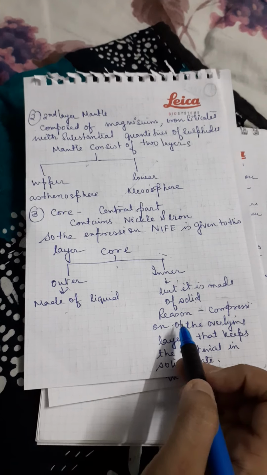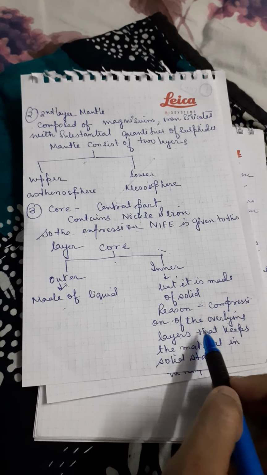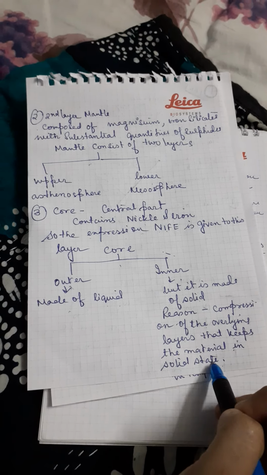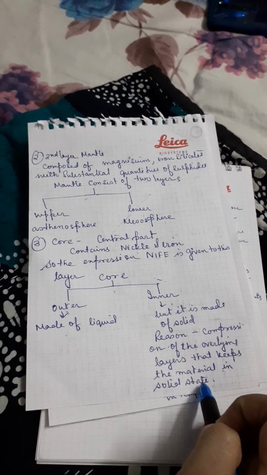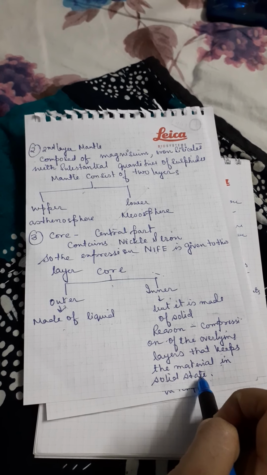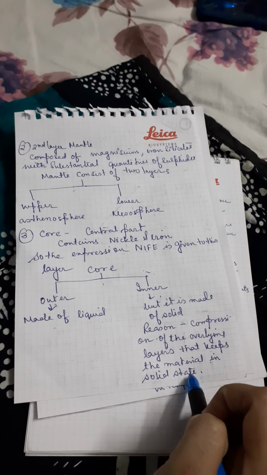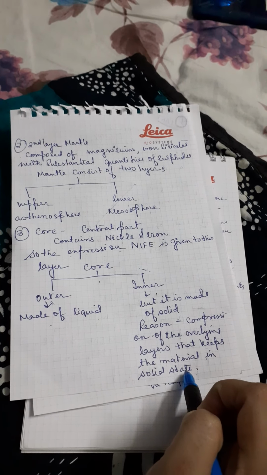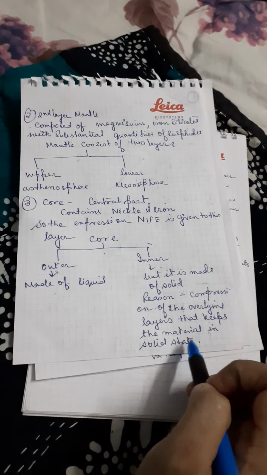Why? The reason behind this is the compression of the overlying layers that keeps the material in a solid state. Because above the core we have the crust, the mantle, and the outer core. That is why the pressure of these three layers creates compression, which ultimately keeps the material in a solid state.